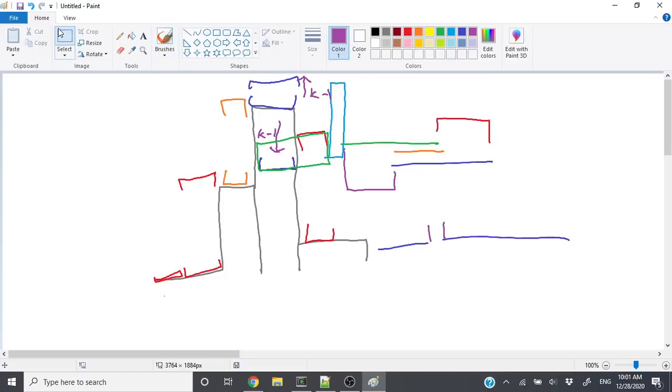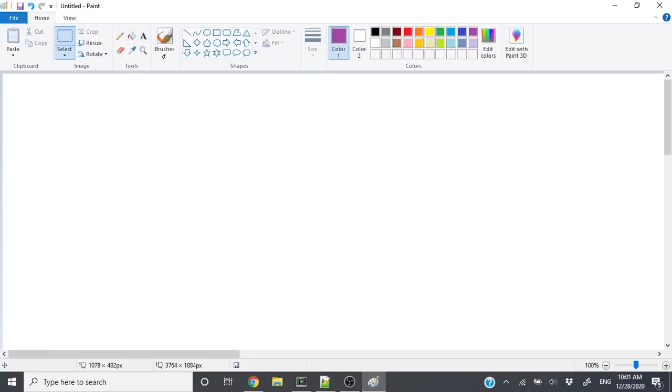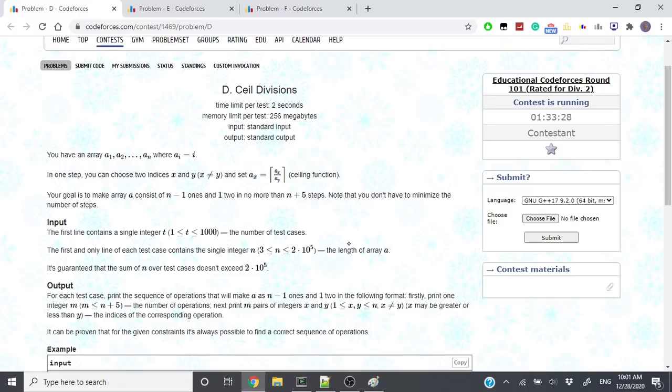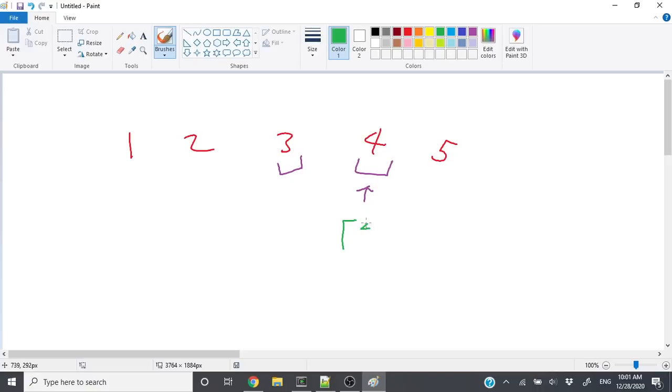So we have something like this. Like 1, 2, 3, 4, and 5, for example. In one move, we can pick some integer, pick some other integer, and set this integer to the ceiling division of that by some other integer. For example, then this would become 2. Now let's see. And we have n plus 5 moves.